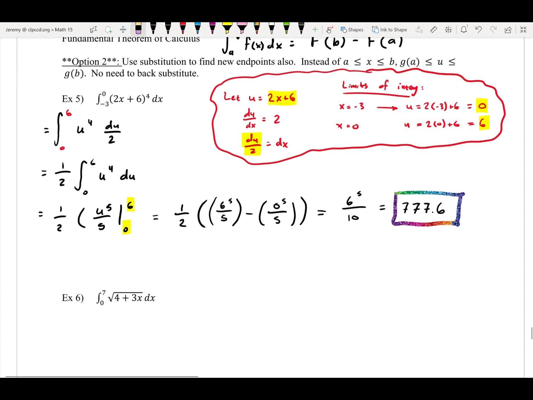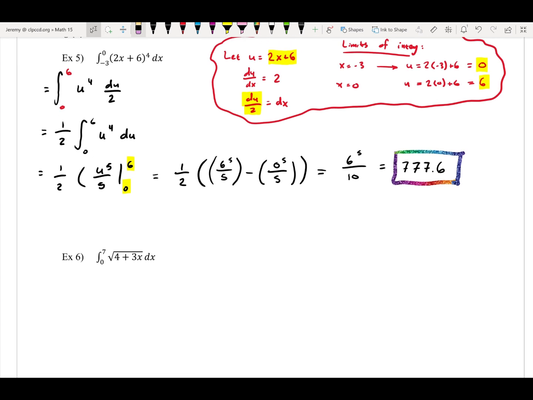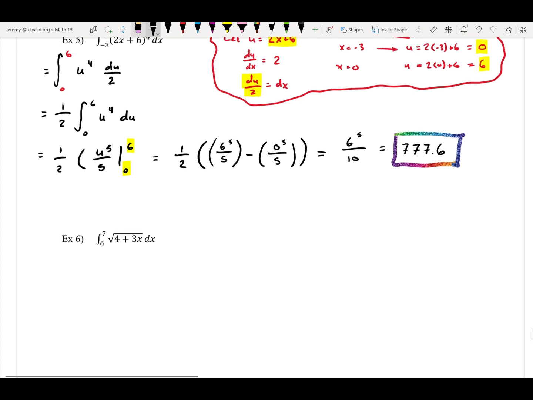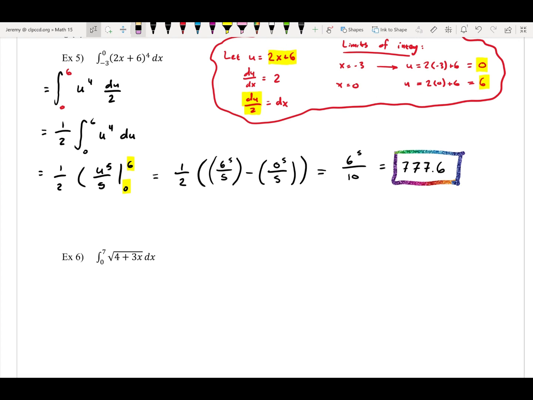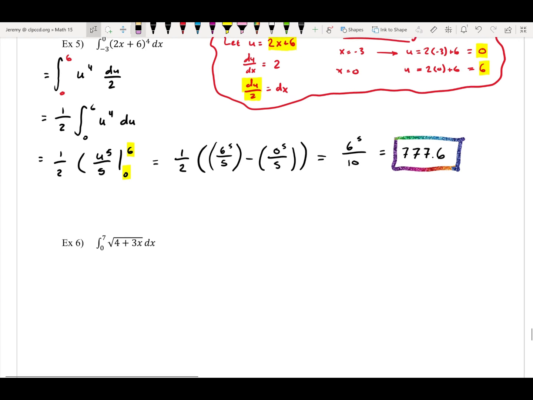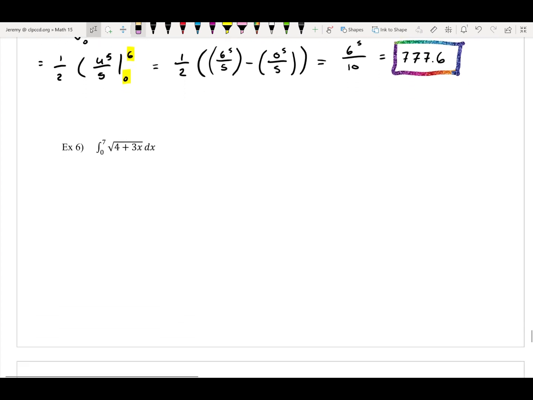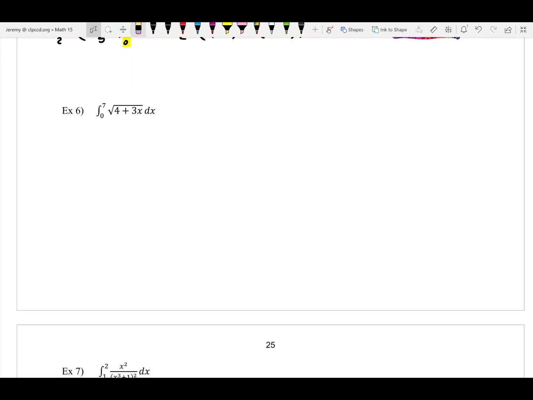And then just let the problem sort of write out, do the fundamental theorem of calculus, and there isn't too much difficulty or sidetracking. So let's try another one. Same kind of process. Example 6, we're looking at the integral from 0 to 7 of the square root of 4 plus 3x dx.